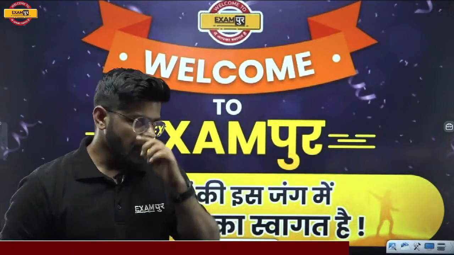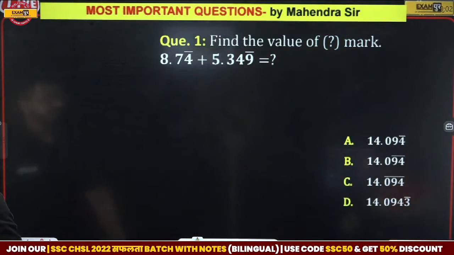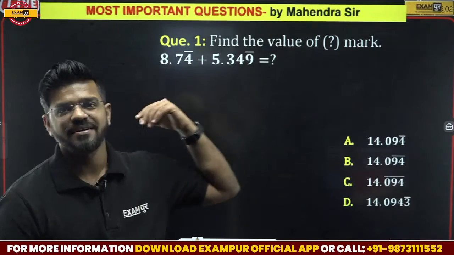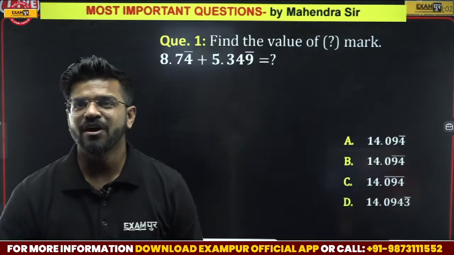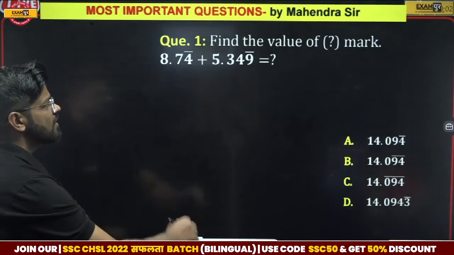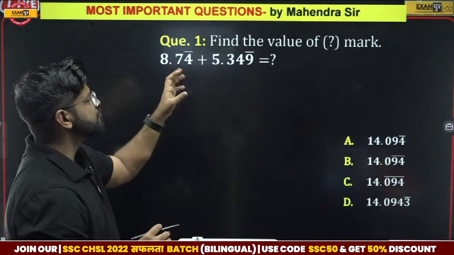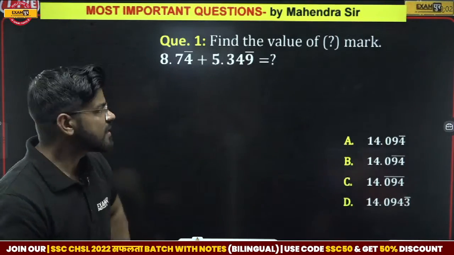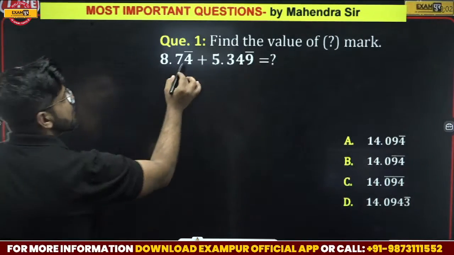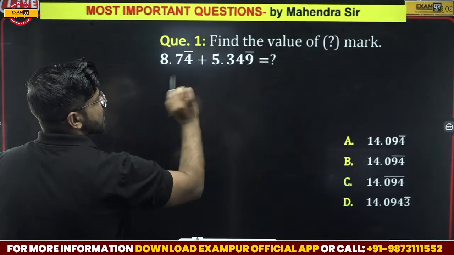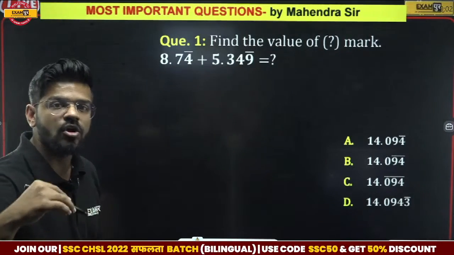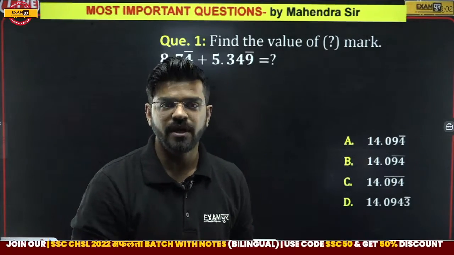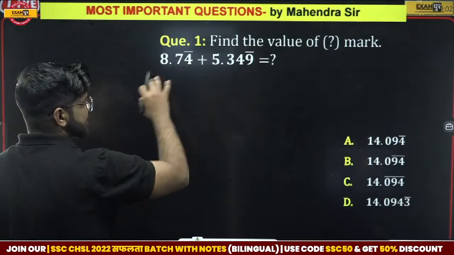Okay, so here is the first question. Find the value of question mark. Here you have to find the summation of these two decimal values. Now, one thing: you can see 4 has a bar, and 9 also has a bar. Bar means repeated. So repeated decimals are these.